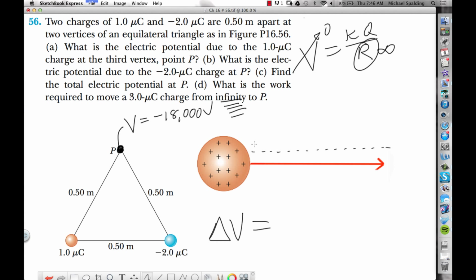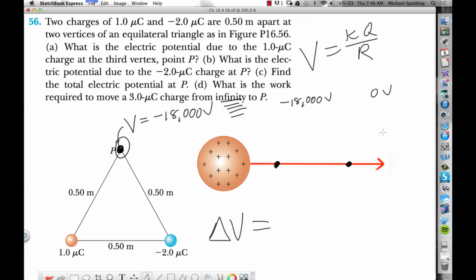So dudes, we have 2 points on this electric field. What are the 2 points? The 2 points are negative 18,000, which is this point right here, and then the other one is 0. Which one goes where? So I'm going to put 2 points here on this electric field. Which one would be the 0, and which one is the negative 18,000?